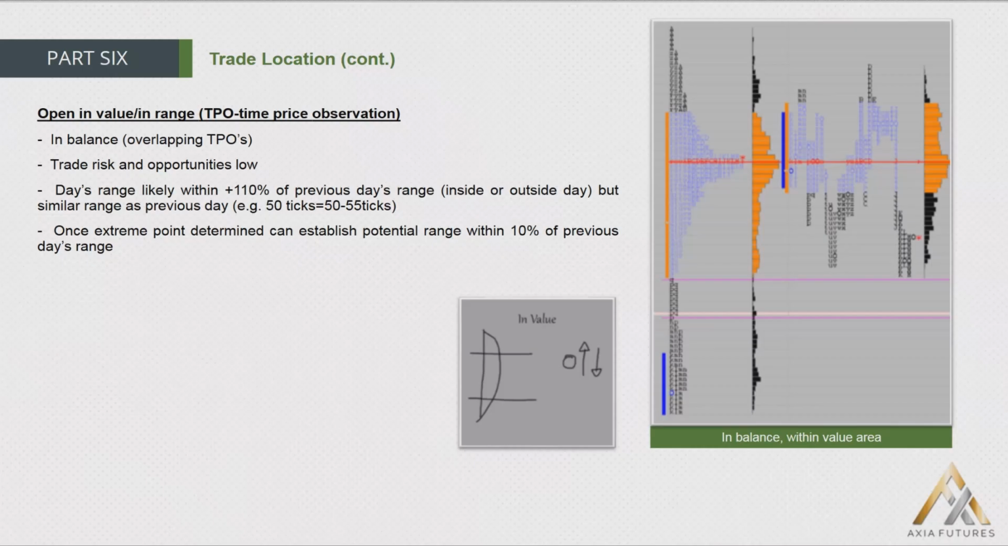Now note just a few observations. When we are in value, in range, we are firmly in balance. So we get a lot of overlapping TPO, a lot of overlapping price, a lot of two-way trade. The trade risk and the opportunities are therefore low.